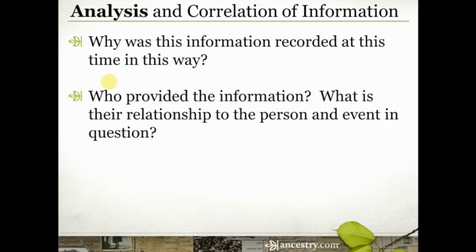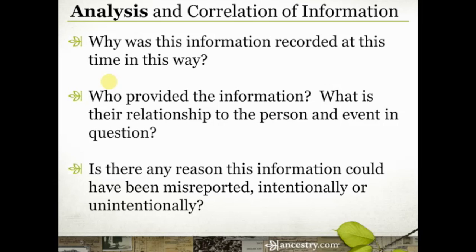Why was the information recorded, right? What information on that particular source is primary or secondary? And just because it is primary or secondary doesn't mean it's accurate, okay? That's the next step in this process of analysis. Is there any reason, this is the question, is there any reason this information could have been misreported intentionally or unintentionally? Okay? Unintentional misreporting of information means somebody just screwed up.